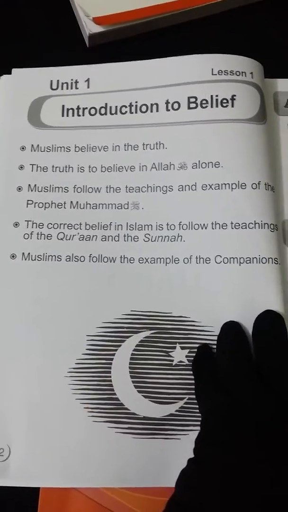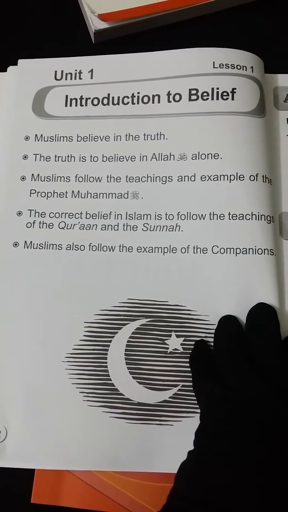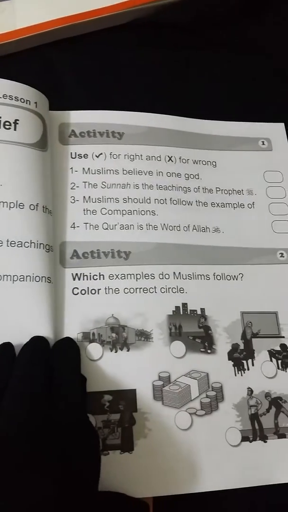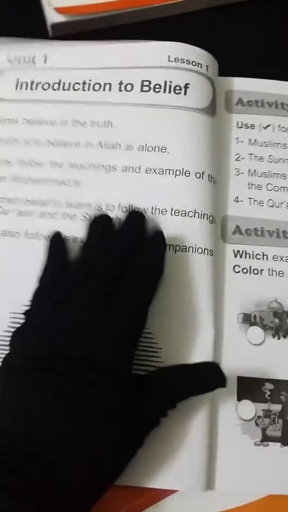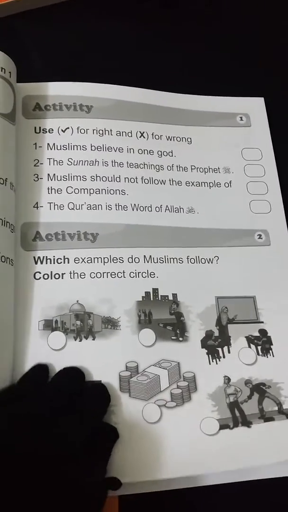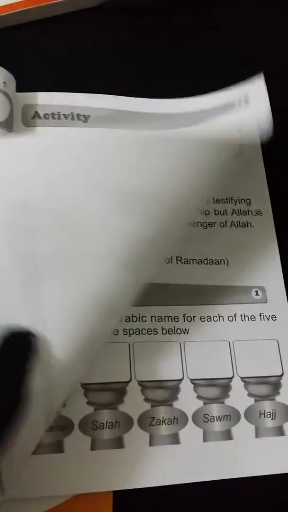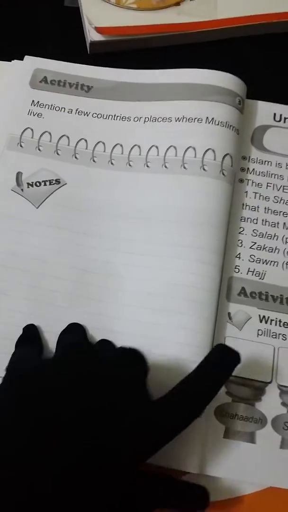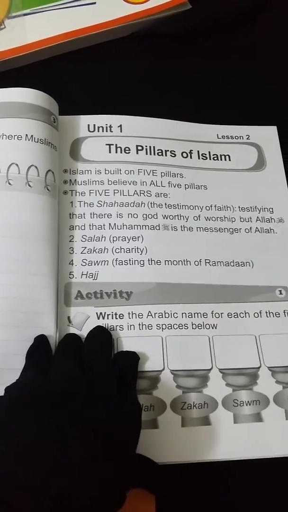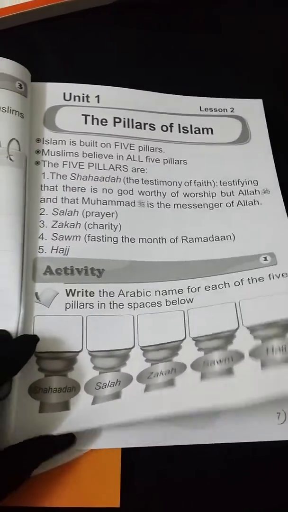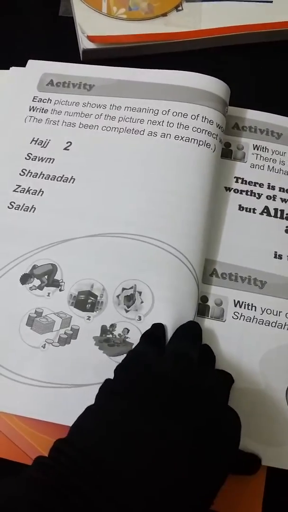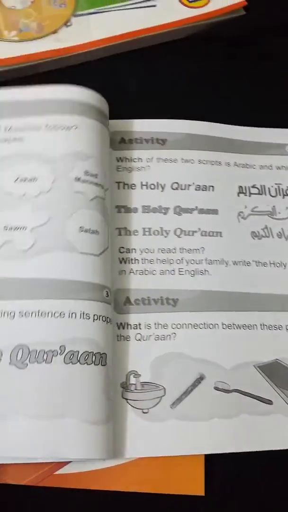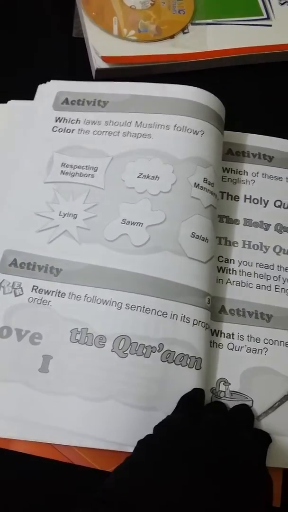So first activity. Then we have here, they'll read this and then answer the questions. And next page, basically they can mention any country that can come to their mind there. And then here, Pillars of Islam. And it continues on like this. Just some homework activities or self-complete activities that can be completed on their own.